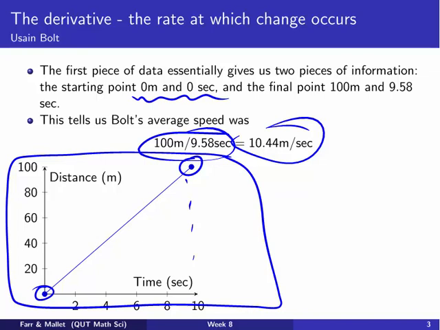But what about for Bolt himself, his coaches and trainers, and for his competitors? They might be thinking, how do I do better? Or how do I beat Usain Bolt? And what they're really interested in is what goes on in the middle here. They need to look at things not just over the average, over the length of the race, but over the little pieces in between the race. So they look to get more detailed information.